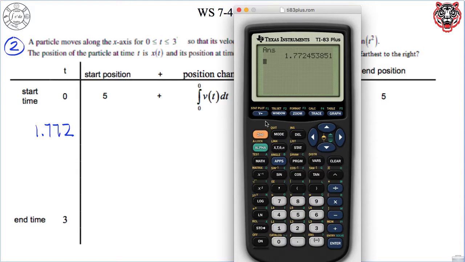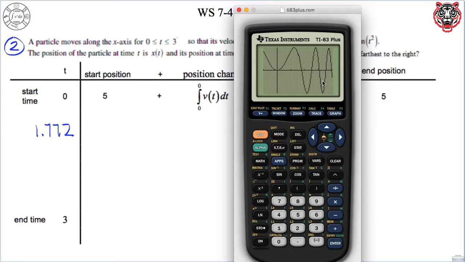To store that, I do answer and hit the store button. I don't think storing in x and y works, but if you store in A, notice A is green, so you hit alpha math, store to A, and hit enter. Now A holds the value of 1.772. Perfect, so I'll eventually need this later.